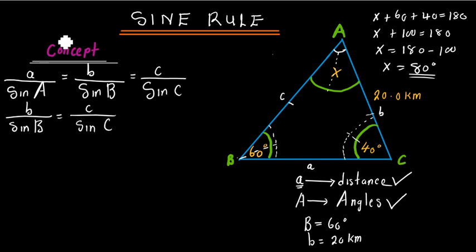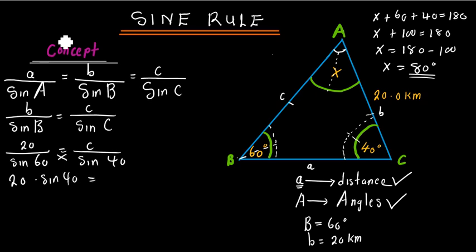Now, B is 20 kilometers. Sine B is simply 60 degrees. C is some distance we do not know, but sine C is 40 kilometers. We cross multiply. We are going to get 20 multiplying sine 40 equal to C sine 60. Of course, we can cancel both sides by sine 60.